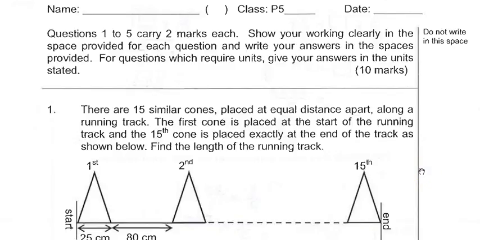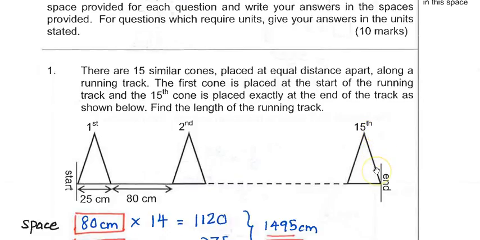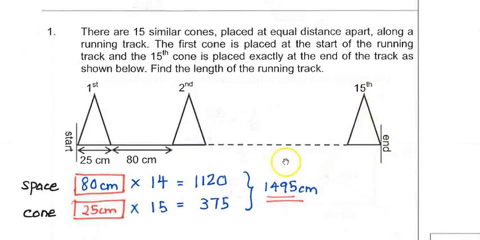Okay, now this is paper 2, right? Question 1. If the cones are placed this way, there are 15 of them. Now in between, this is a space of 80 cm, right? If there are 15, one at the beginning, the 15 at the end, now at the center here, between two cones, there will be 80 cm. There will be 14 of them, right?